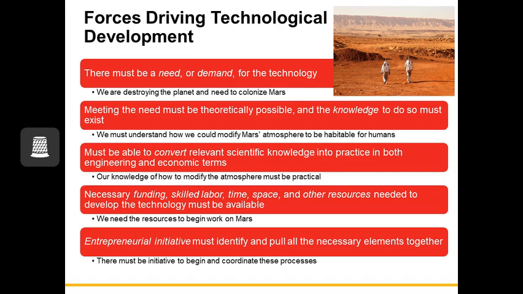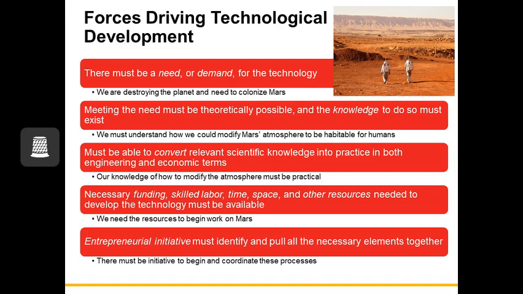An example of a need or demand would be we're destroying the planet and we need to colonize Mars. Okay. Next, meeting this need needs to be theoretically possible, and the knowledge to do so must exist. Okay, so what that means is that we've got a need, but we have to understand how we can meet that need. So for example, Mars is a planet that has an atmosphere, much like Earth. But that atmosphere is not currently viable for humans to live in.